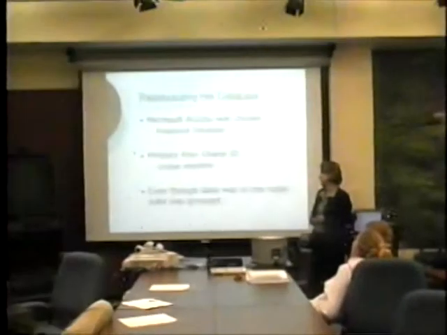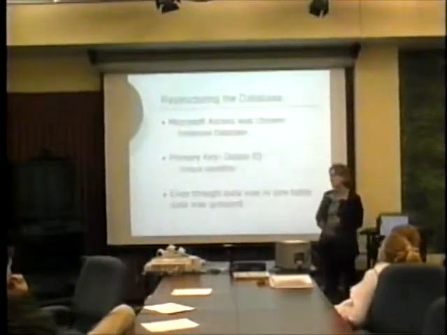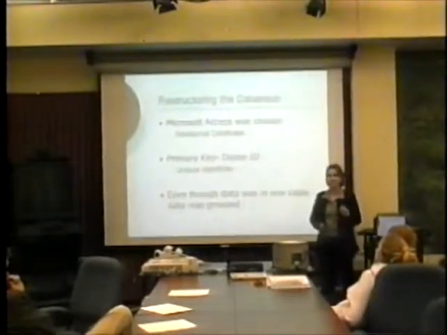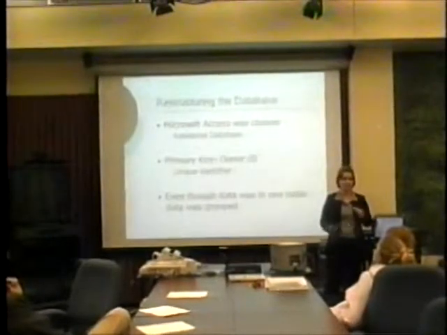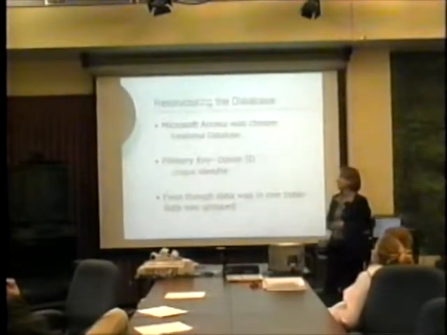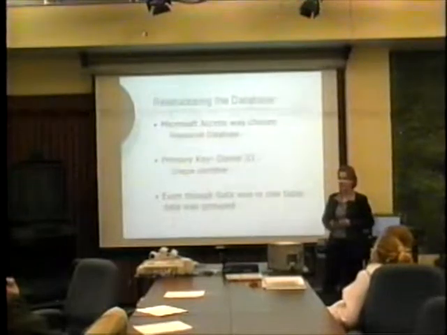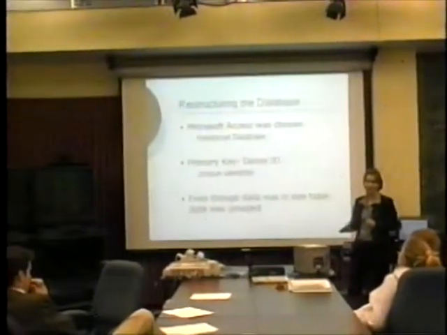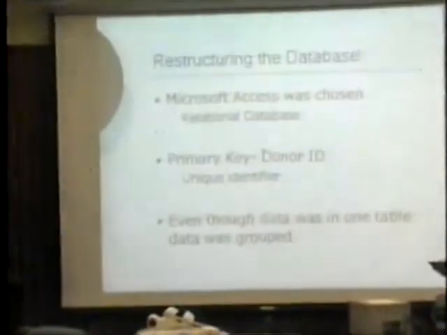A primary key was easy for them. They had a donor ID for each one already. They're unique, so that was easy to make a donor primary key for them. Even though their data was in one table, they did have it grouped, so it was easy to separate into different tables. And I was also able to use a comma delimited format to change all the data from FileMaker to Access. So that made it easier too.